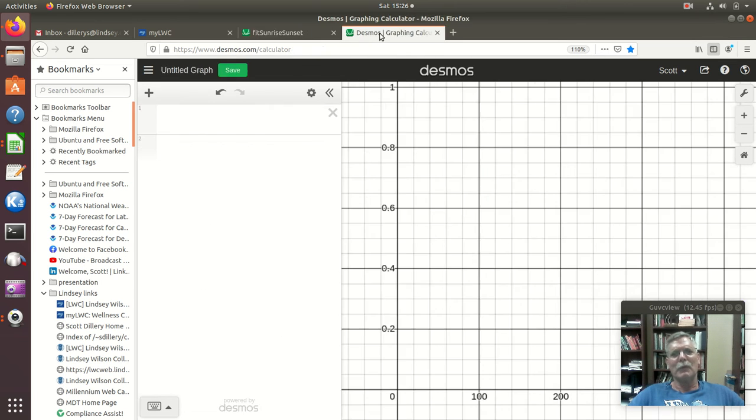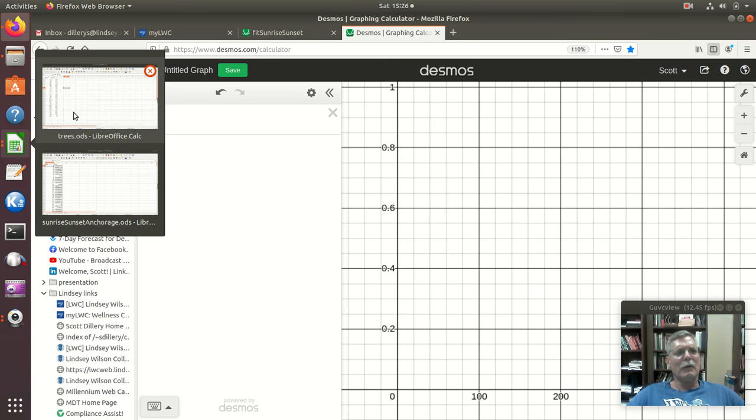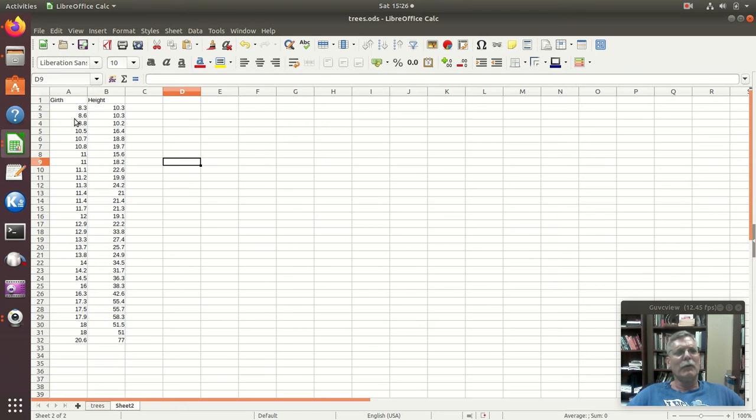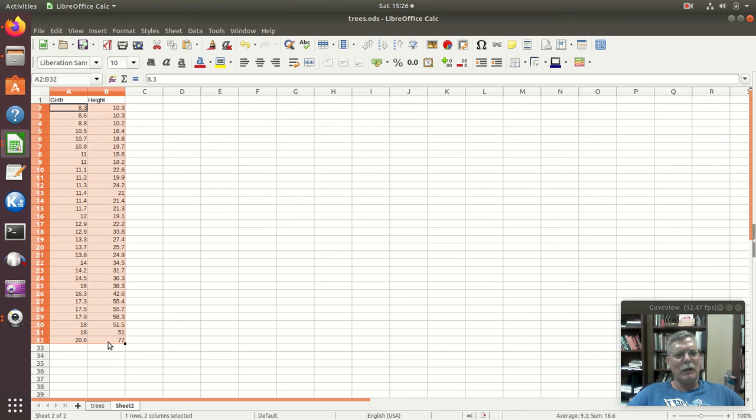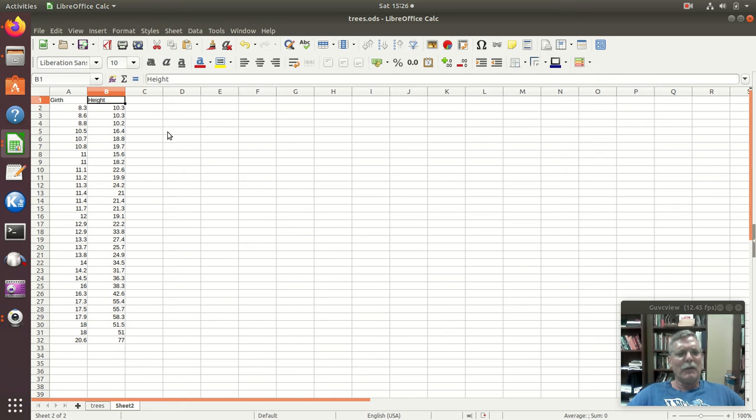So okay, enough of that. Let's go on. I have some tree data this time, so if I come here and I go to these trees, I've got the girth, which is around the circumference, and the height, and so the circumference should be related to the diameter, and we'll see that if I, oops, not height, that's wrong, that should be volume.